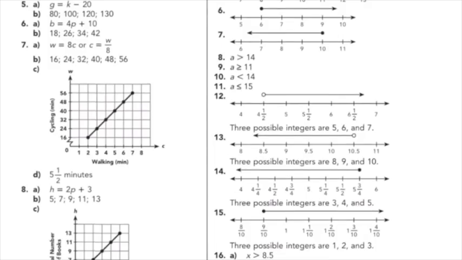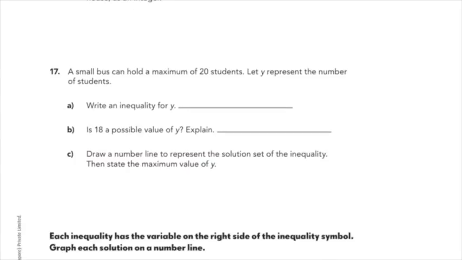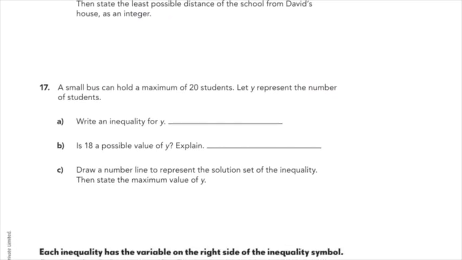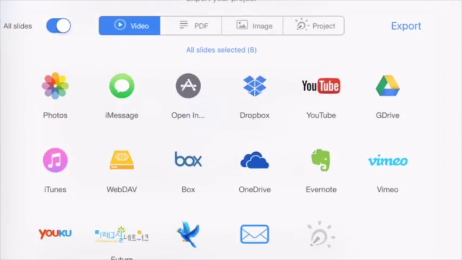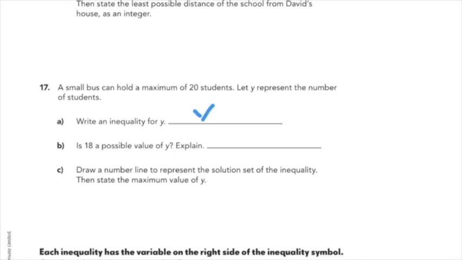So the next part, we need to solve these. So let's just do one of these. 17 says a small bus can hold a maximum of 20 students. Let y represent the number of students. Write an inequality for y. Okay, so the bus can hold a maximum of 20. So that's the most it could hold. So y has to be less than 20. Okay, has to be. That's the maximum.